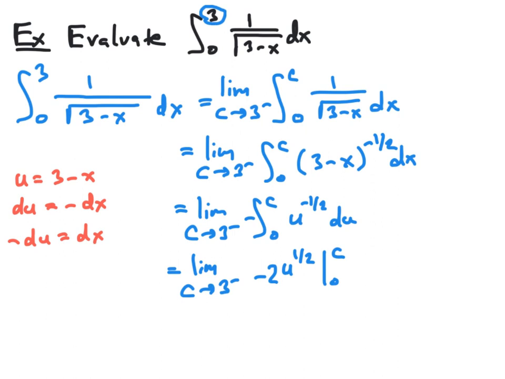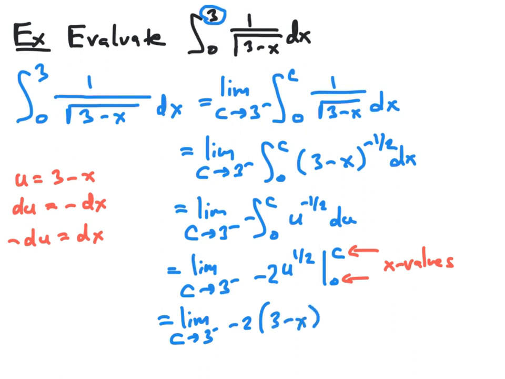Now we need to be very careful here because these 0 and c are actually x values, so we cannot just simply substitute them in for u here. We need to first go back to the variable x. And so we want the limit as c goes to 3 from the left of -2 times (3 minus x) to the 1/2 power. And now we can evaluate this expression at c and 0 and subtract, and then evaluate our limit.